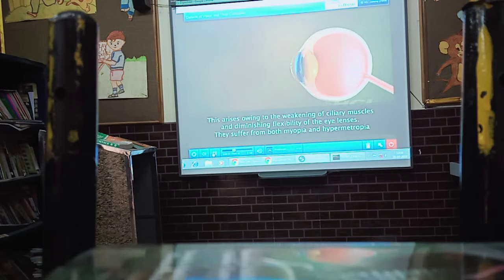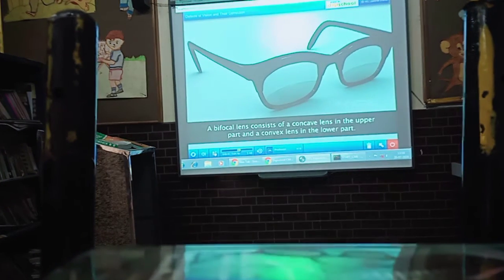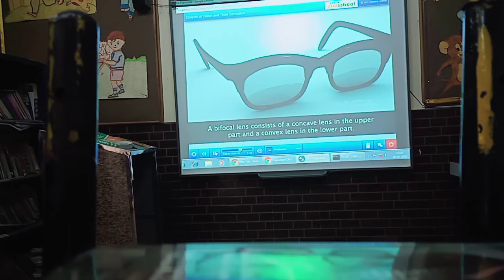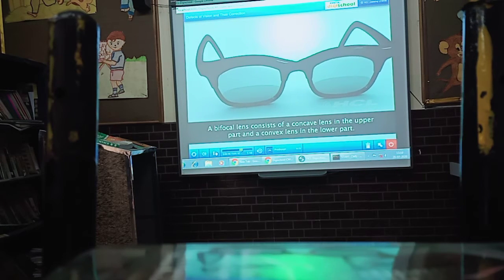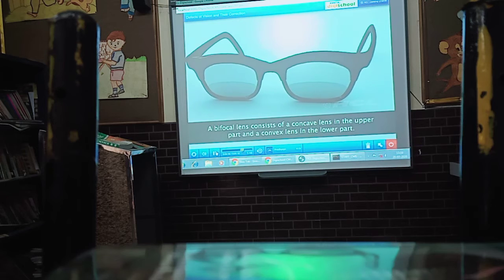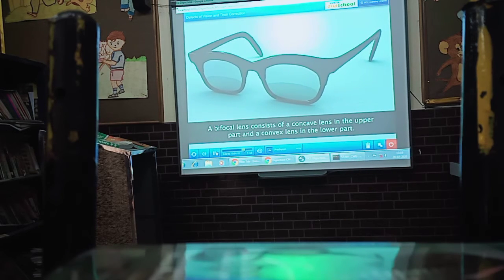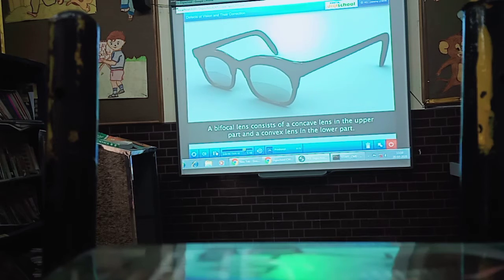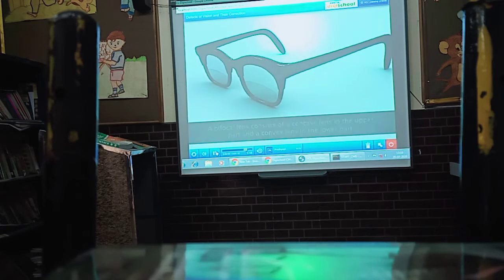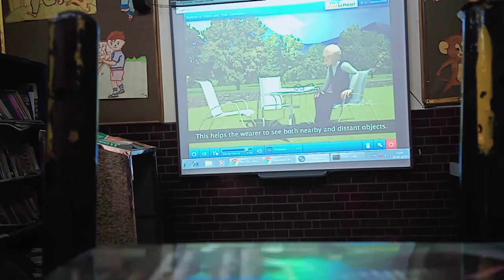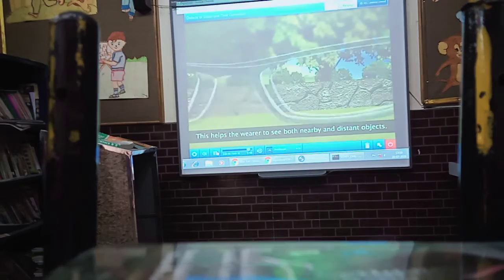This arises owing to the weakening of ciliary muscles and diminishing flexibility of the lenses. They suffer from both myopia and hypermetropia. Sufferers from both these defects require bifocal or multifocal or varifocal lenses. A bifocal lens consists of a concave lens in the upper part and a convex lens in the lower part. This helps the wearer to see both nearby and distant objects.